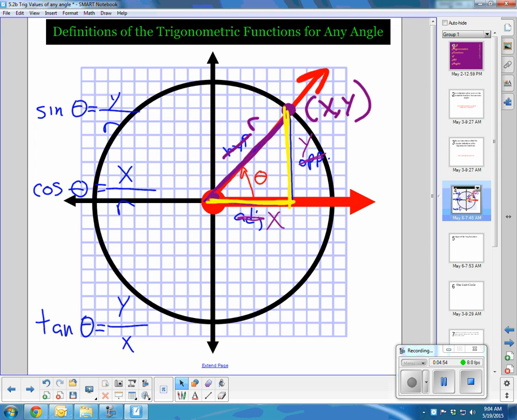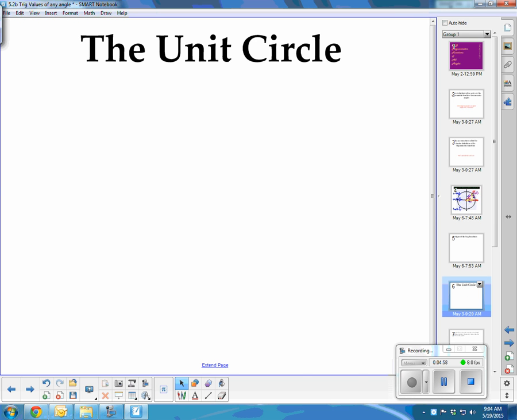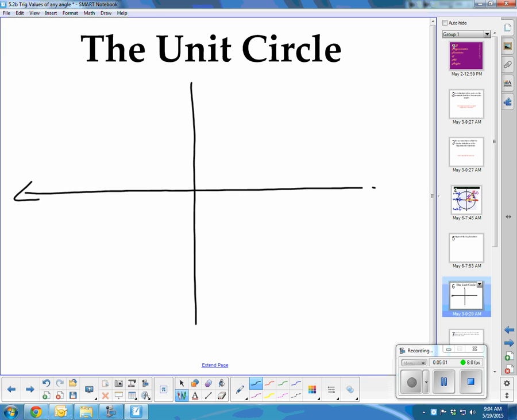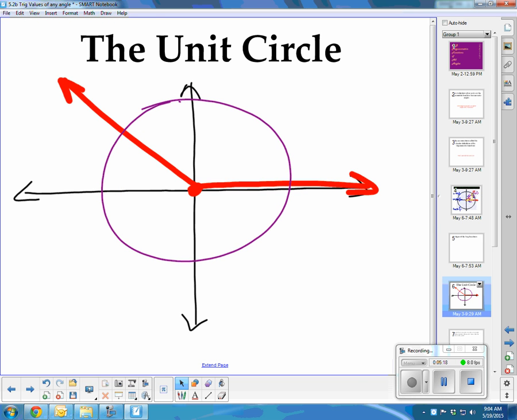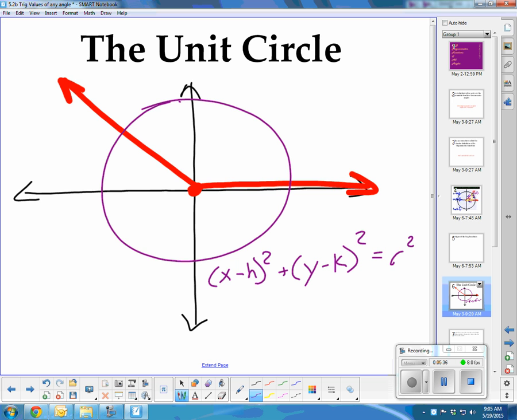All right. Just as an FYI, very often when we have our initial ray and our terminal ray somewhere, and we need a circle, we choose what we call the unit circle. The unit circle is a circle centered at the origin with a radius of 1. So recall from previous work that the equation of a circle, x minus h squared plus y minus k squared equals r squared, in this particular case, centered at the origin, becomes x squared plus y squared equals 1, since we are choosing a radius of 1.